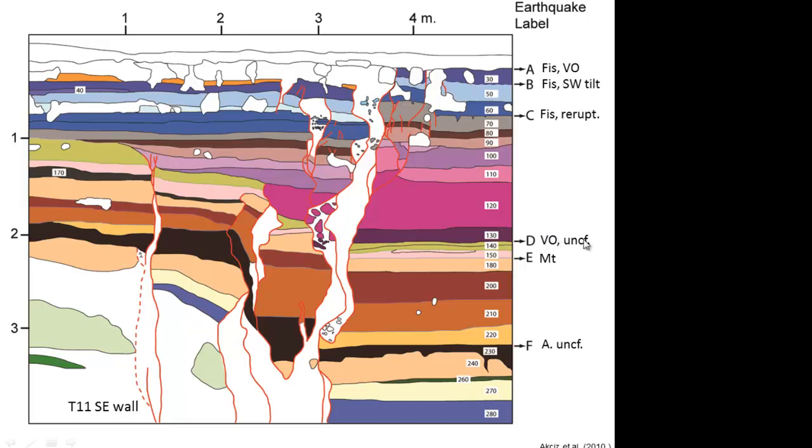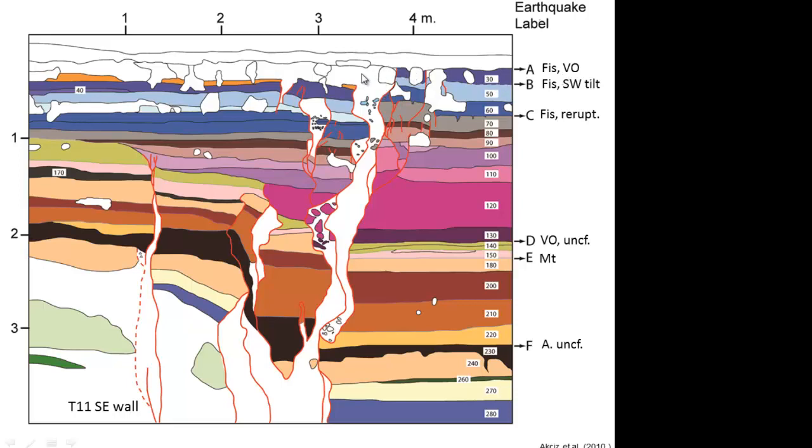And then we can look at D, is this vertical offset nonconformity. The top of 140 is buried by 120 and this 100 here. And then C is a fissure. So this crack opened up and offset the 70 unit, and then the 70 fell into the fissure. And then B is this fissure opened and the unit 50 fell into the top of the fissure. And also this unit 50 is tilted. And then finally the last earthquake is A, and A ruptured above 30. And you see it has a vertical offset of the 30 to maybe 20, and it opened that fissure.